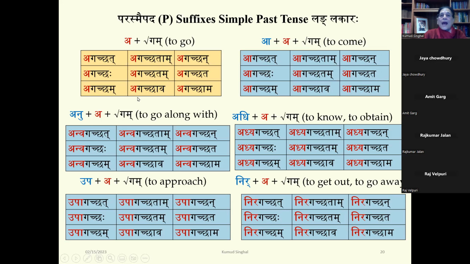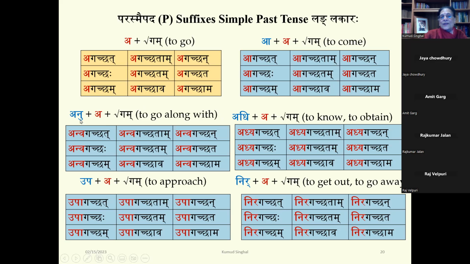Now if you add an upsarga anu to the root gam, it means to go along with. Gam means to go, but if you add anu to it, then it means to go along with. So now in order to form the past tense, you will have anu plus a plus gam, and then you have all the suffixes. Now, again, look at the sandhi.